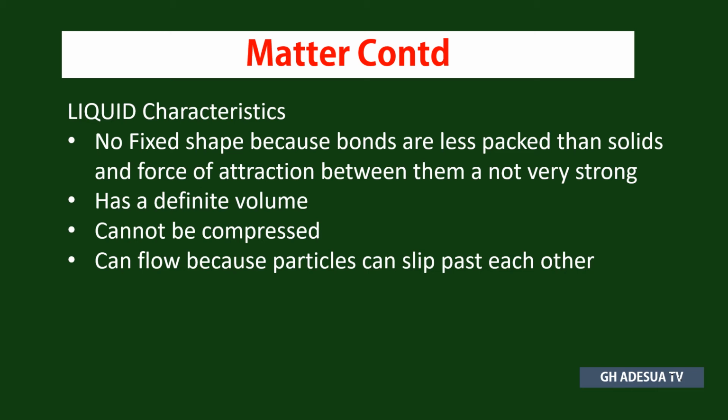Then the final one is that it can flow, because the atoms or the particles can slip past each other. Unlike solids, which cannot flow, liquids, an example of which is water, can flow. So the properties of liquids: they don't have a fixed shape, but they have a definite volume. They cannot be compressed, but they can flow because the particles slip past each other.